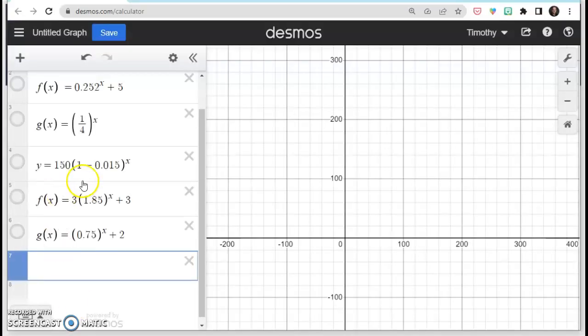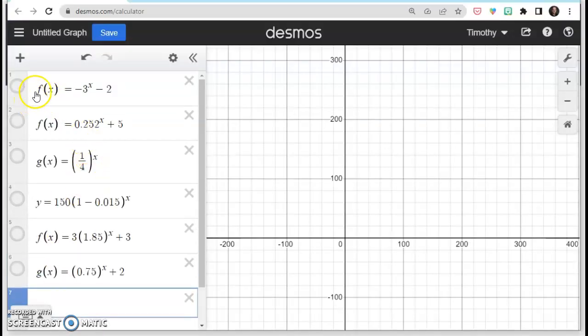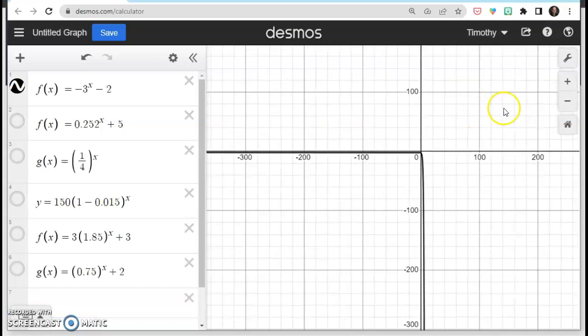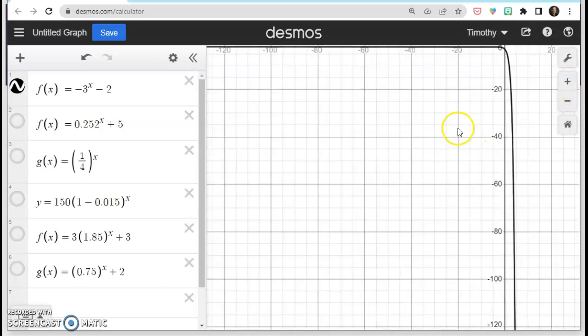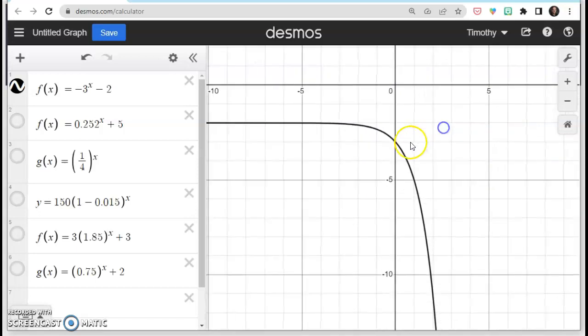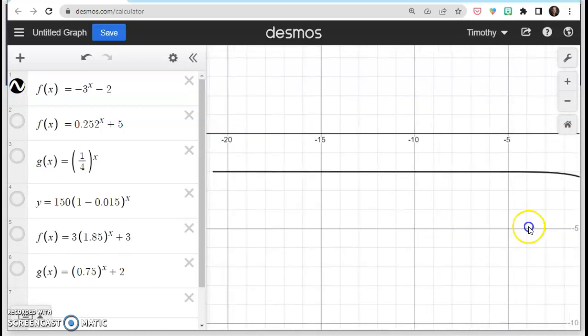-3x minus 2. I think I have that here on Desmos, desmos.com, calculator. Here it is on the first one. Let's have a look at that. We'll zoom in. So it looks like it's exponential decay. It is definitely decreasing. Let's click the home button here. There we go. And notice it's crossing down here at 0, -3.